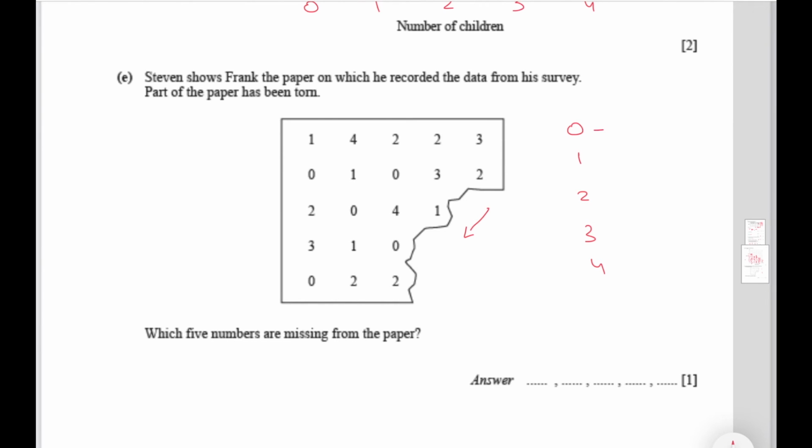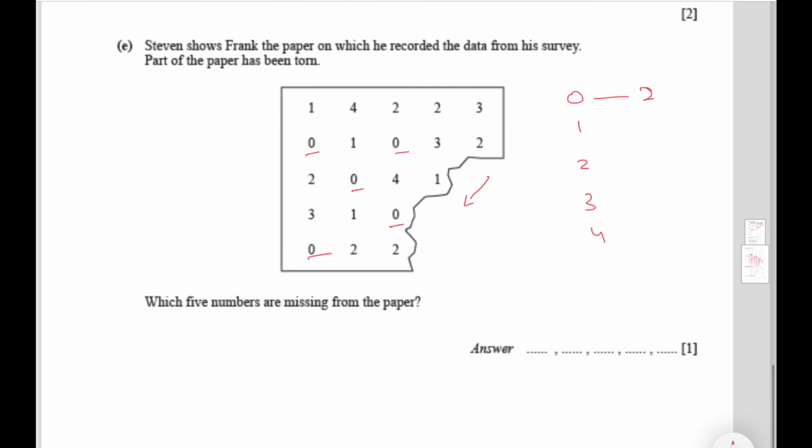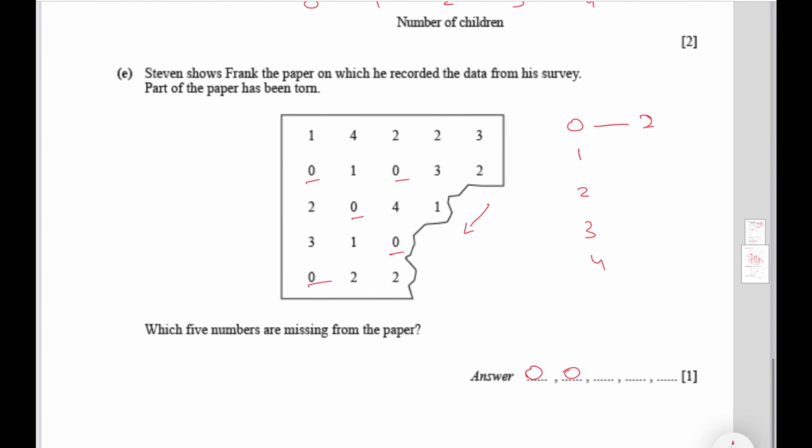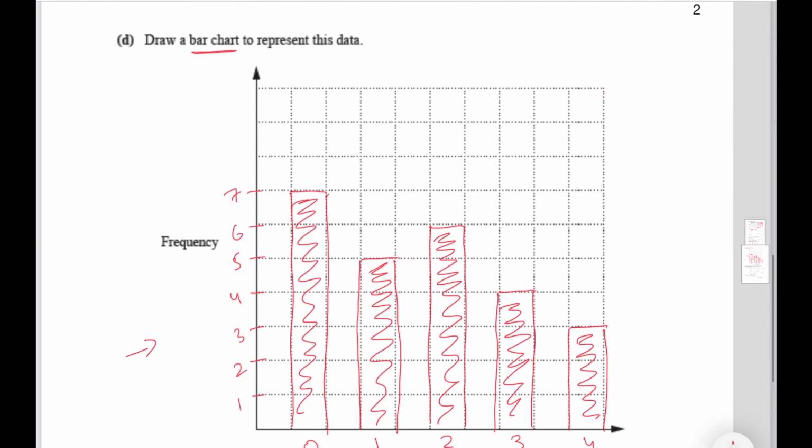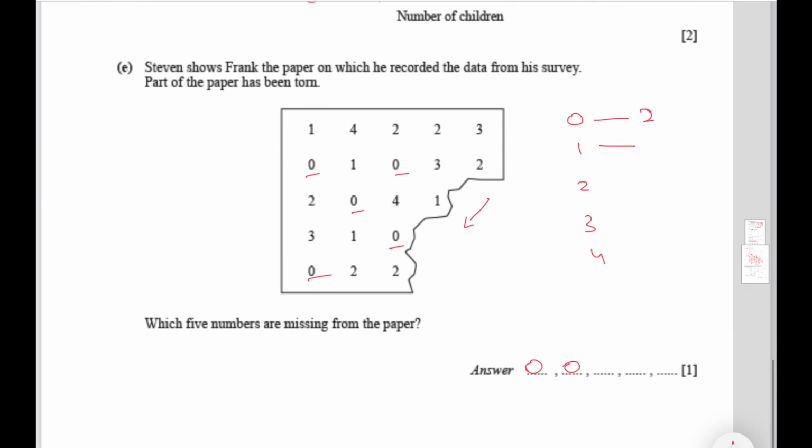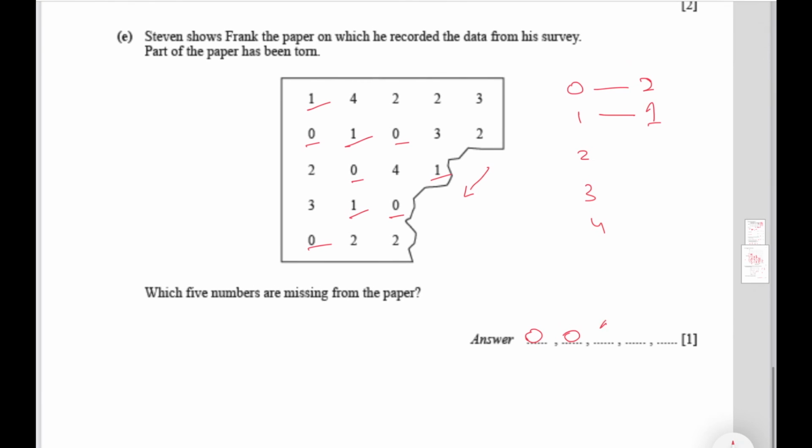So let's see how many zeros are missing. There should be 7 zeros. So we have 1 over here, 2, 3, 4, 5. That means 2 zeros are missing. So we write those two numbers, 0 and 0 over here. Let's see how many ones are missing. There were 5 ones, so there should be 5 of them. We have 1, 2, 3, 4. That means 1 one is missing. So we write 1 over here.